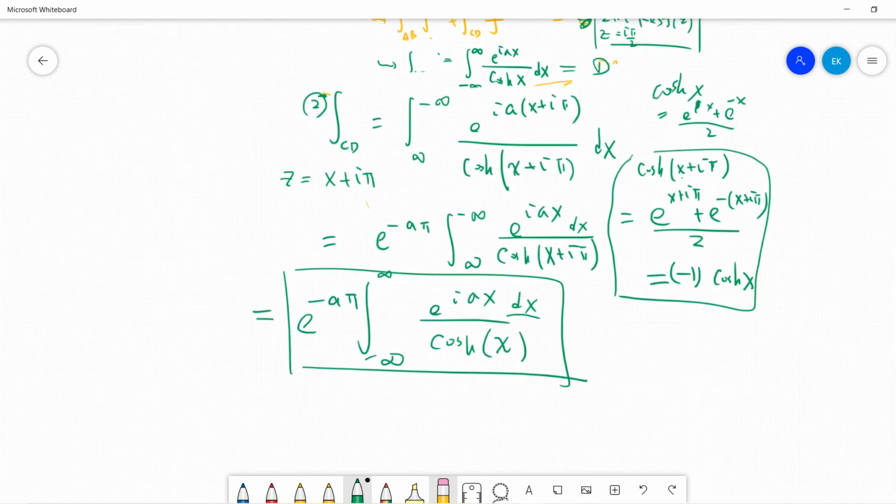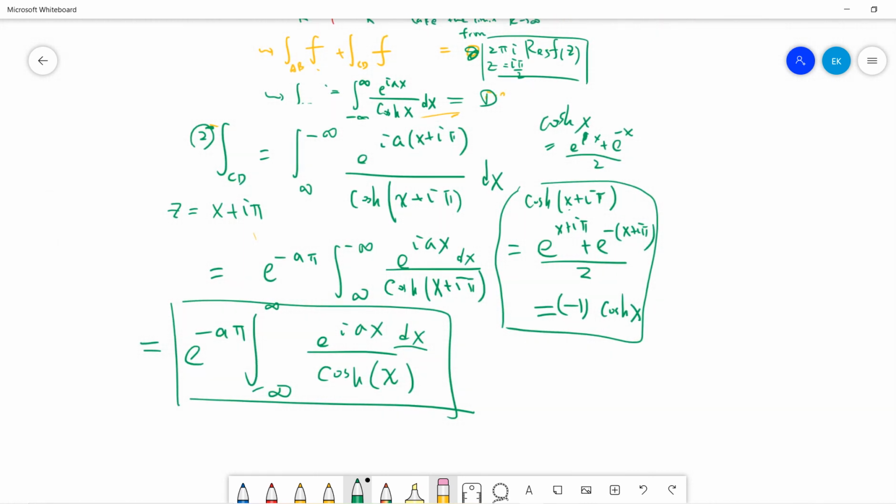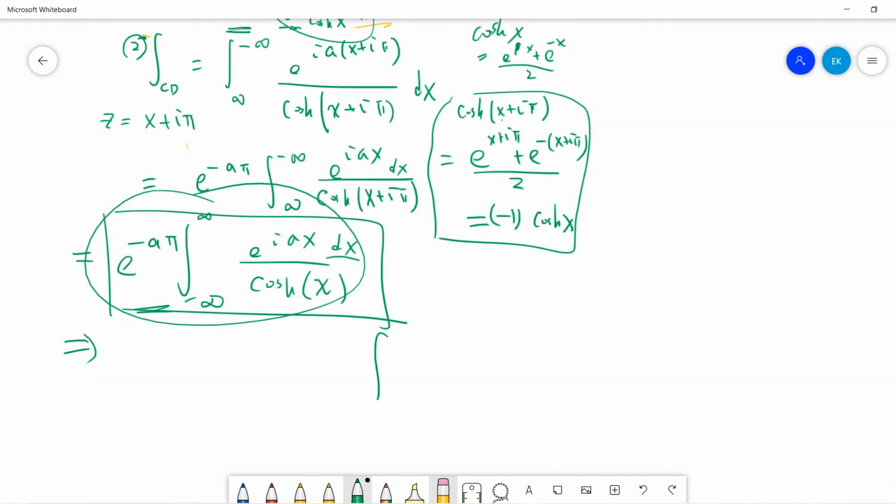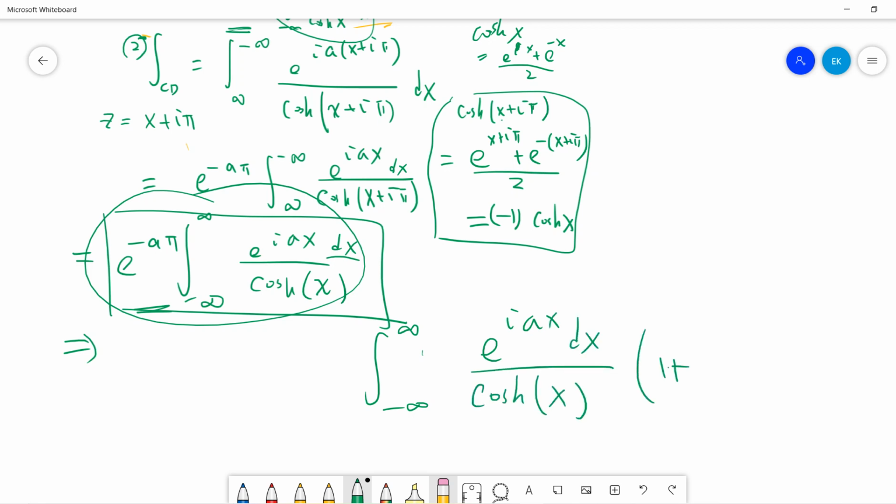Okay. So combine everything we have. This is AB. This is CD, right? CD is here. So in total we have the sum of these two. We get the integral from negative infinity to infinity of exponential iax dx over cosh x, times 1 plus exponential negative a pi, equals 2 pi i times the residue at z equals i pi divided by 2 of f of z.